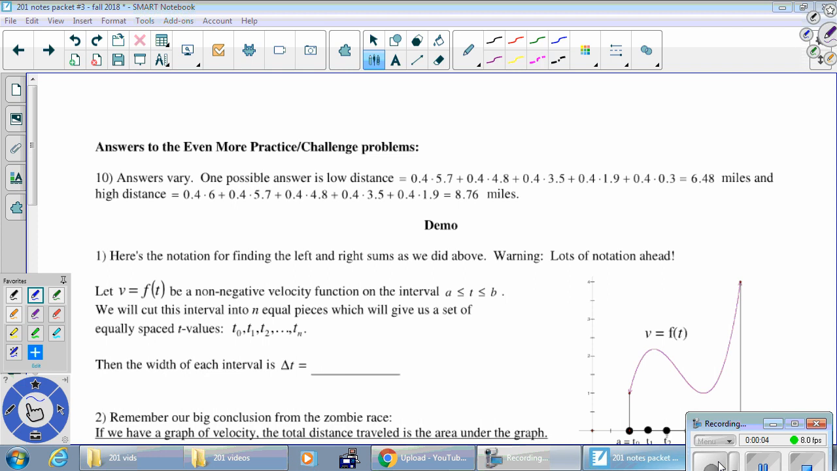Lesson 37 demo. In this class, we do the activity before the demo. So if you haven't done the activity yet, go ahead and do that and possibly watch the video for the activity before watching this demo video.